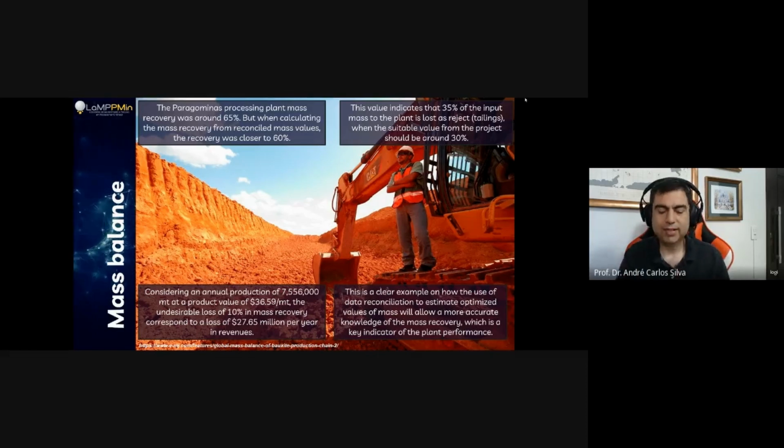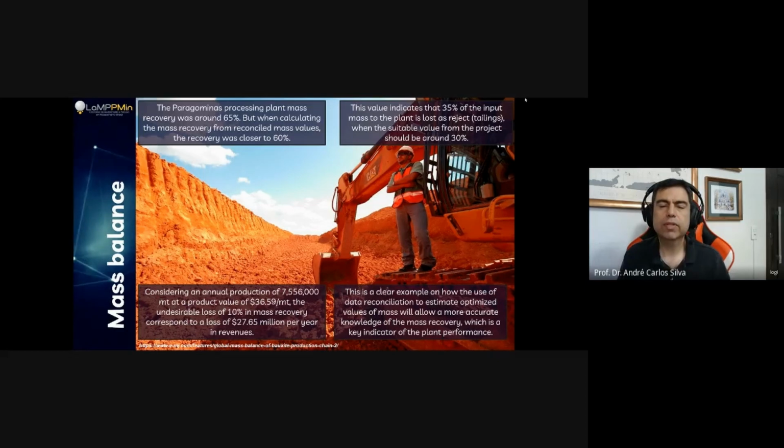But they started to make some calculations after the plant ramp-up. The ramp-up is putting the plant into production, and that's going to take you something like 6 months in order to have everything stable in your processing plant. So they started to calculate and they came up with this number, only 60%. So they had something like 5% of material missing. It should be recovering 65, but they were actually recovering 60%.